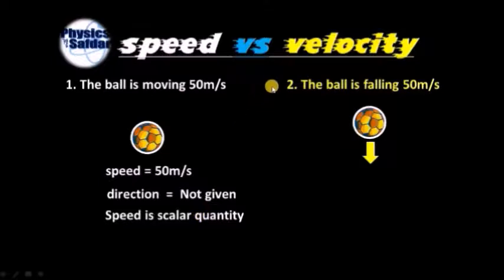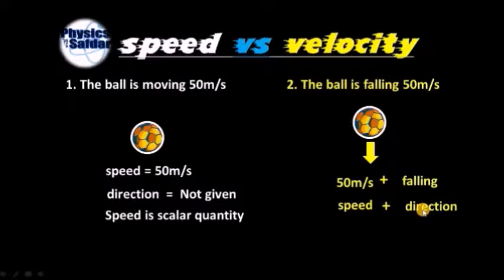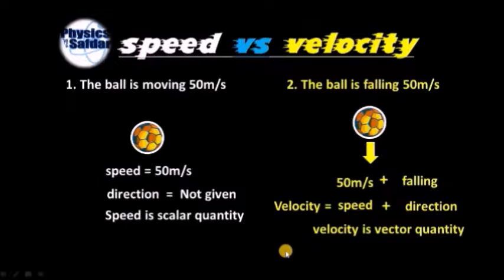Move on to the next sentence. The ball is falling 50 meter per second. Look at the ball. The arrow indicates it's falling. Now 50 meter per second, this information you have, plus one more thing you will find here, the word falling. When you read this sentence, the ball is falling 50 meter per second, then you can realize the ball was moving in a certain direction. So 50 meter per second is showing the speed of the ball, plus the falling is showing some direction of travel. So when you add direction with the speed, that is called velocity. Velocity is a vector quantity because it has a direction.